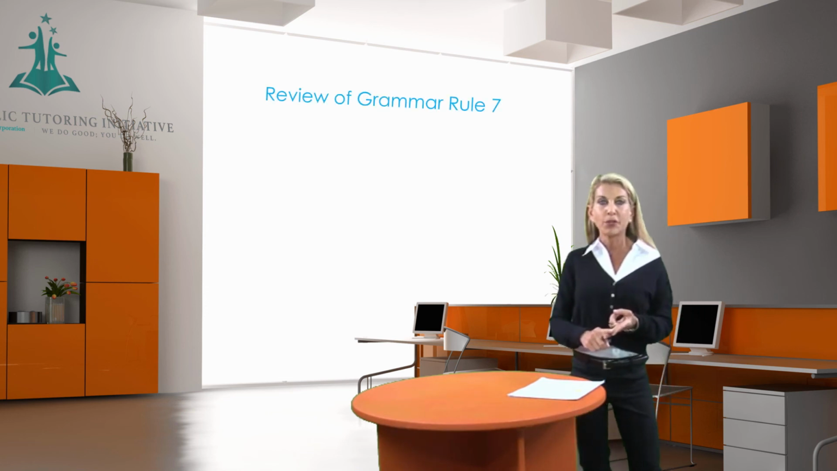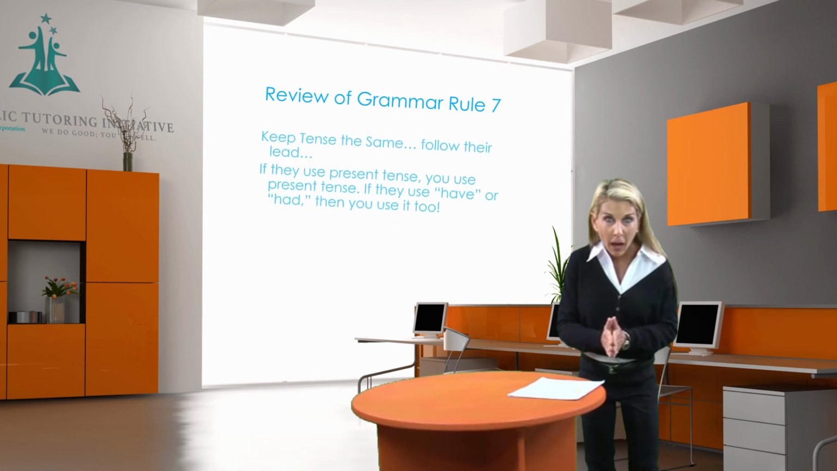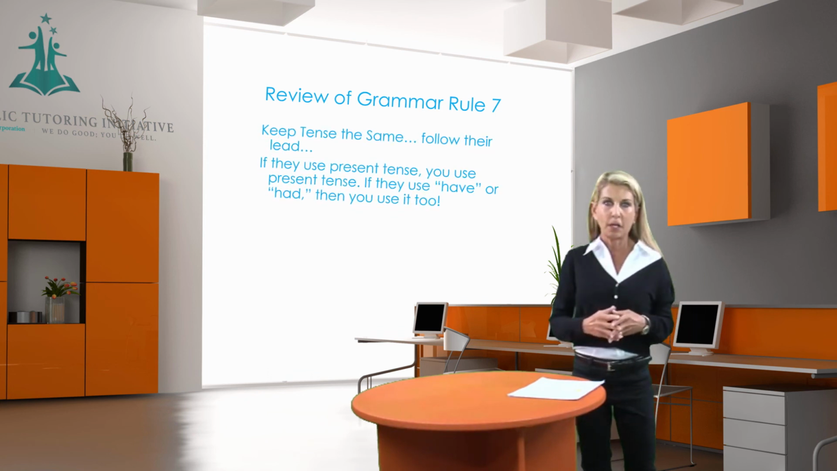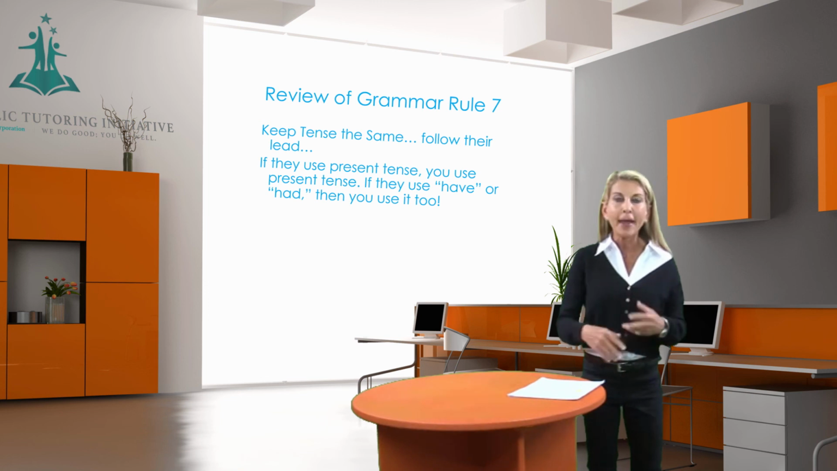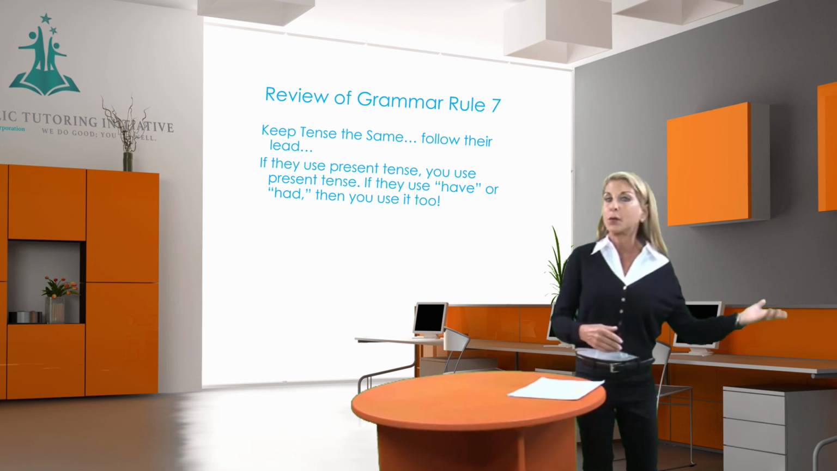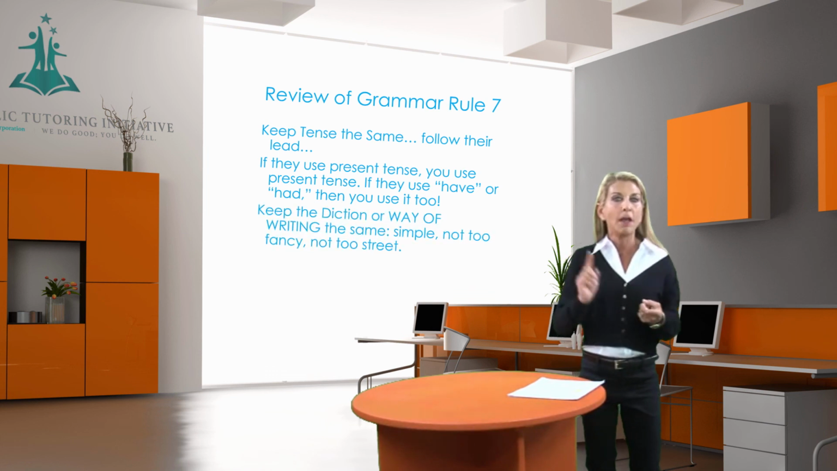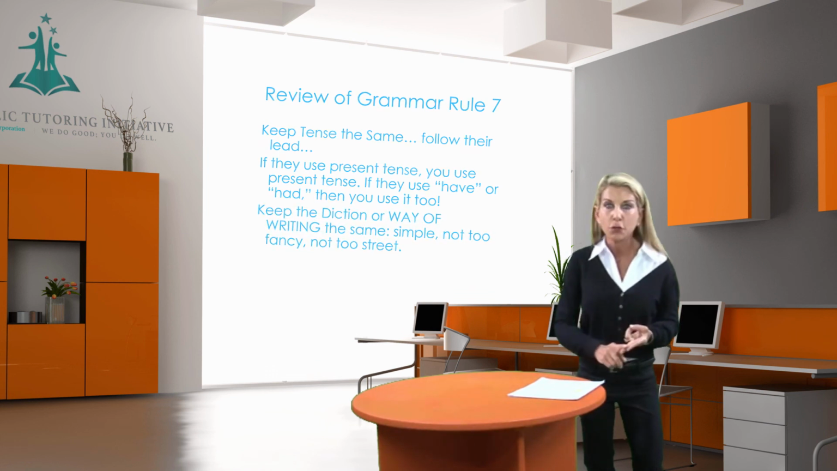Okay, so we've added 2 more rules to your toolkit. It's getting big now. You have to get a bigger toolkit. Keep tense the same. Keep the fanciness the same. All right, so let's review grammar rule number 7. Follow their lead on tense. If they have been using present tense, then you use present tense. If they use have or had, I had been going to that store since I was 4 years old, then you use it too, okay? Word choice, nothing too fancy, nothing too street.